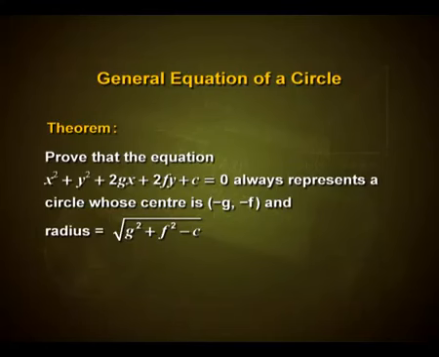Here the theorem says, prove that the equation x square plus y square plus 2gx plus 2fy plus c is equal to 0 always represents a circle whose center is minus g comma minus f and radius is given by square root of g square plus f square minus c. Let us look into the proof of this theorem.